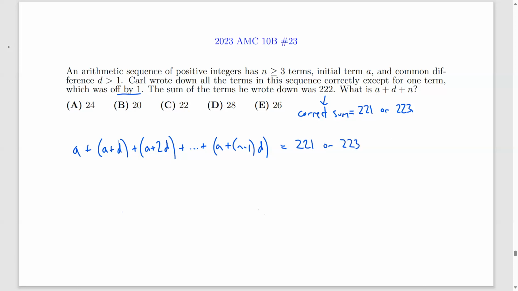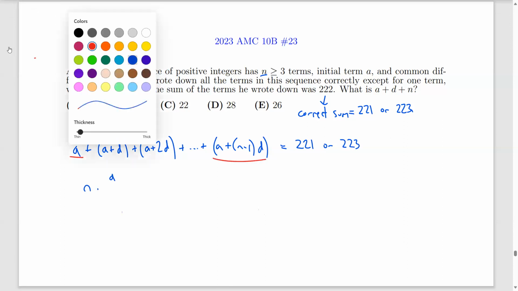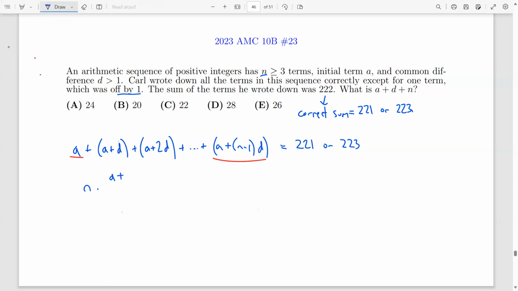Now we can rewrite the left-hand side as the number of terms times the average of the first and last terms. We know that there are n terms, so we can state n times the average of the first and last terms, so n times (a plus (n minus 1) times d) all over 2. This is equal to 221 or 223.